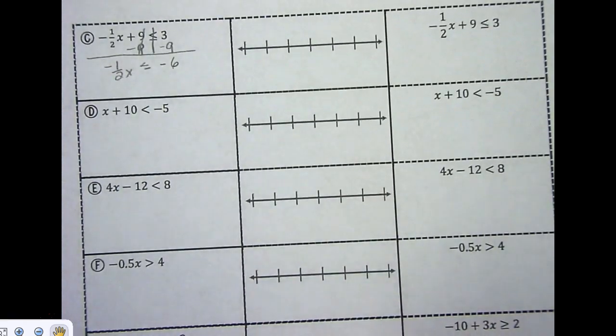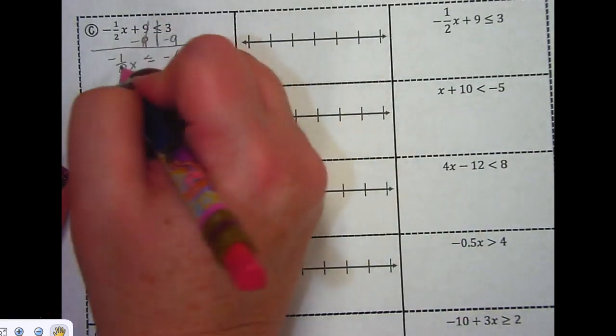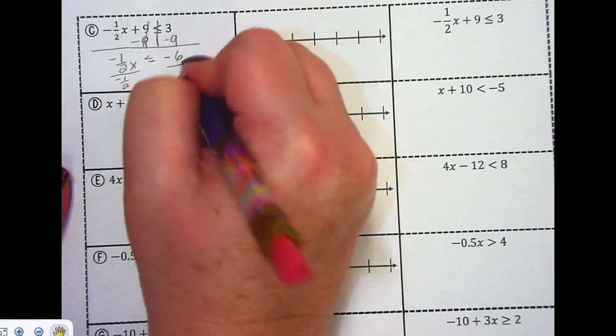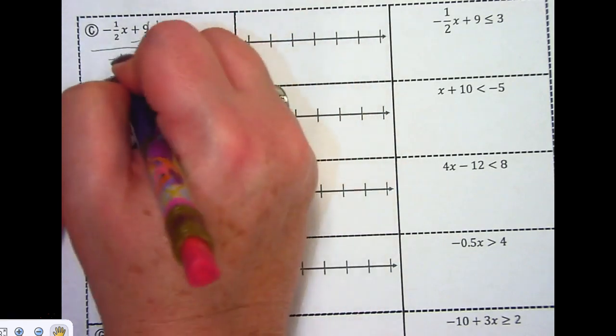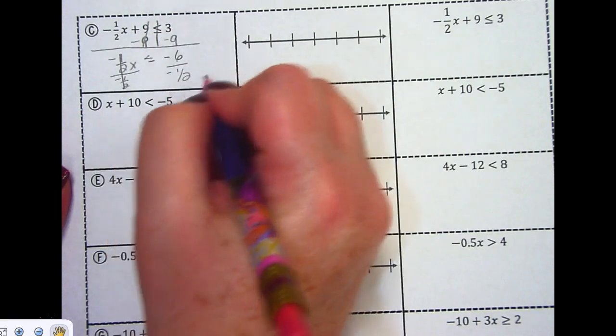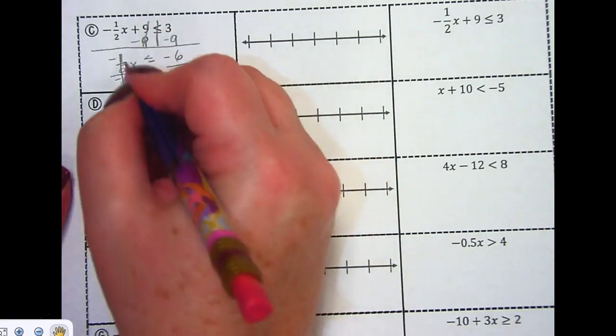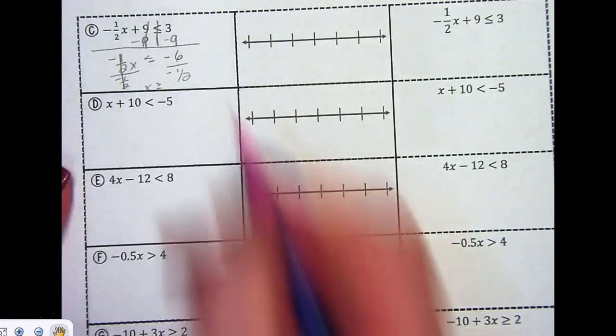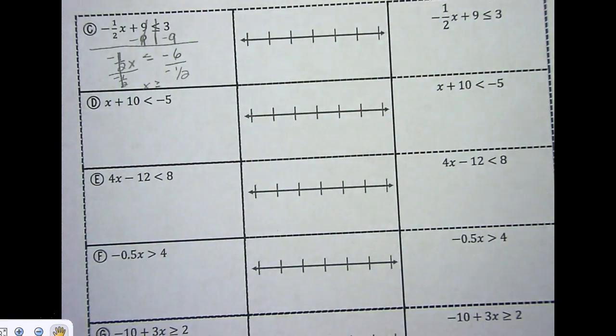All right, now what? Divide by negative 1/2. That goes away. So we're left with x. Now we divided by a negative. What do we need to do? Flip. Greater than or equal to negative 6 divided by 1/2.